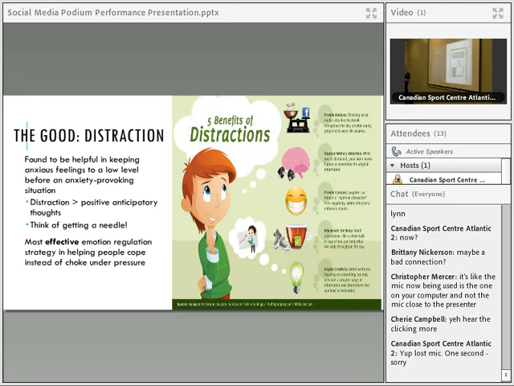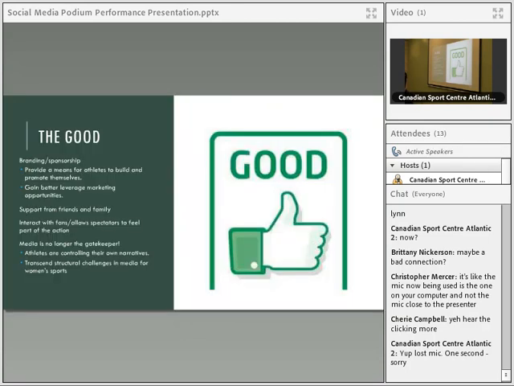So going on further about the good, like you said, sponsorship and branding and marketing. Nothing beats social media. It provides a, in addition, it gives them better leverage to gain marketing opportunities. Another good is getting support from friends and family.